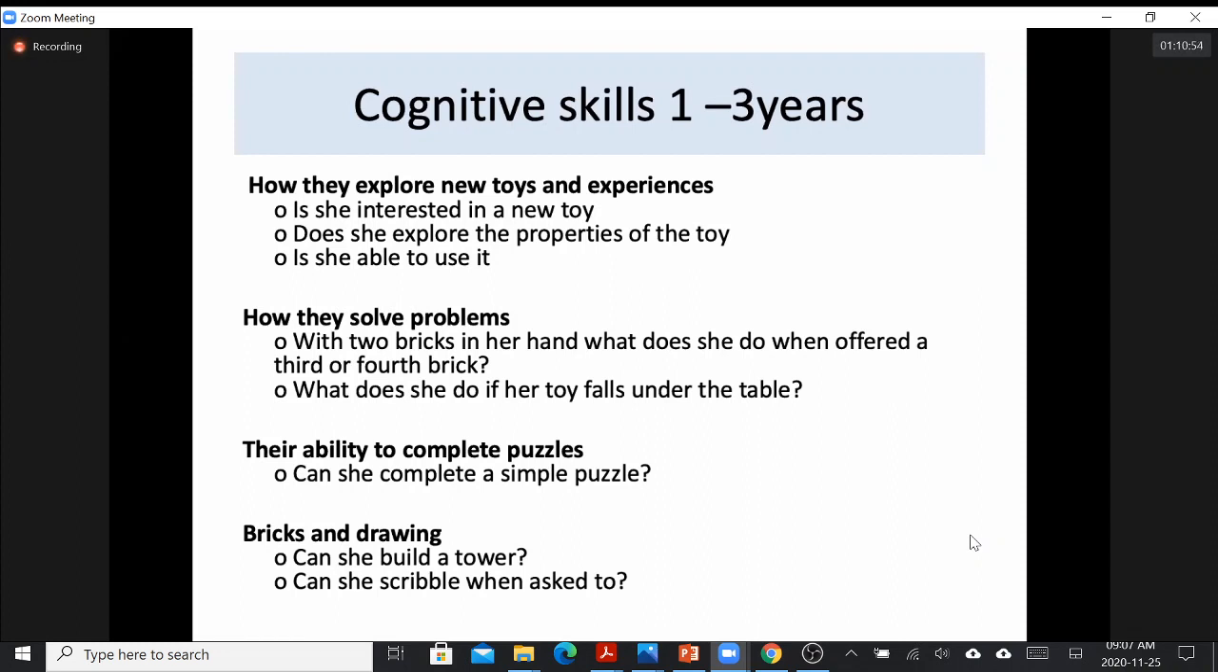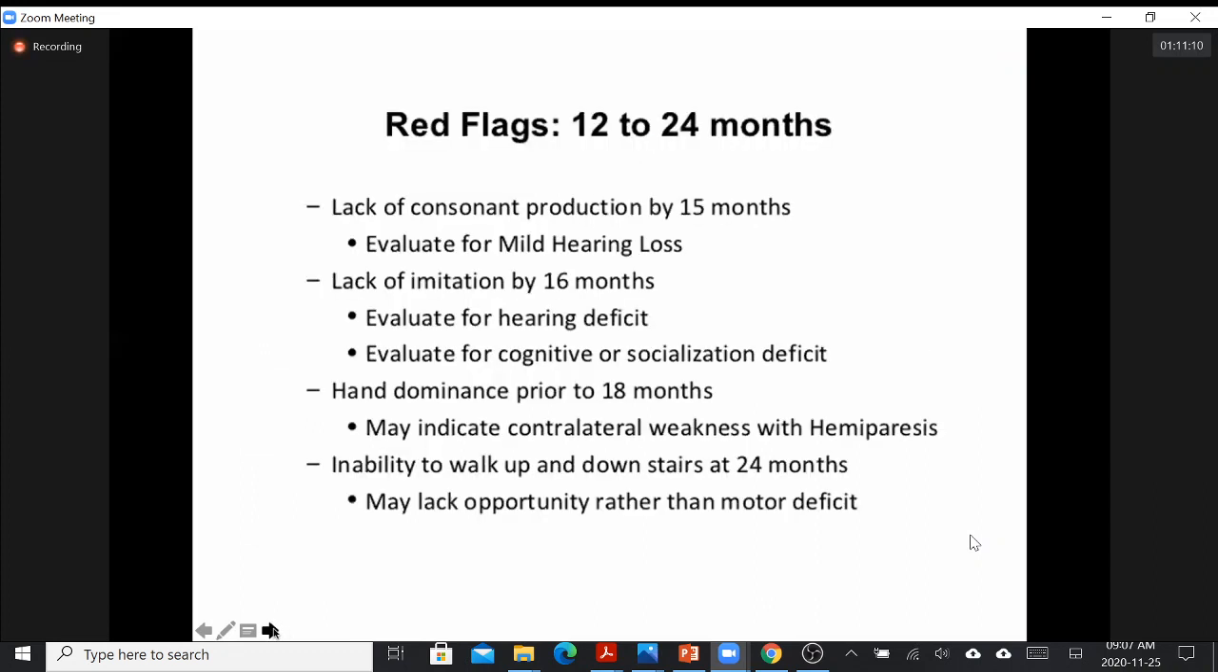What will they do if the toy falls under the table? Do they know to look under and get it? Can they complete a simple puzzle? We usually start with a 2-piece puzzle. Then what about bricks? Can they do a brick tower? What can they draw? So all these will help us to assess the cognitive skills.